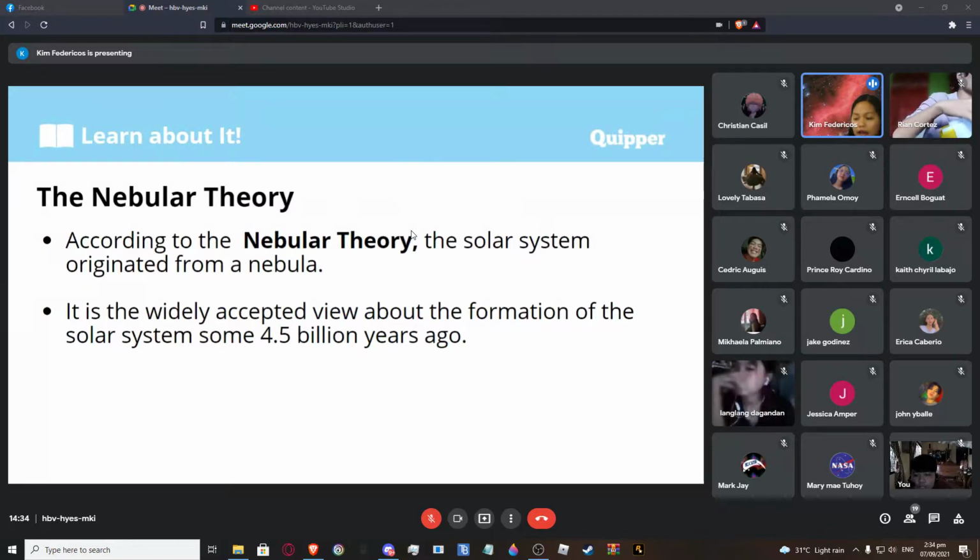So that is the nebula billion of years ago. That is 4.5 to 5 billion years ago. So it proposed to explain the origin of our solar system. So kano siya nga theory is again the most viewed theory. Next.